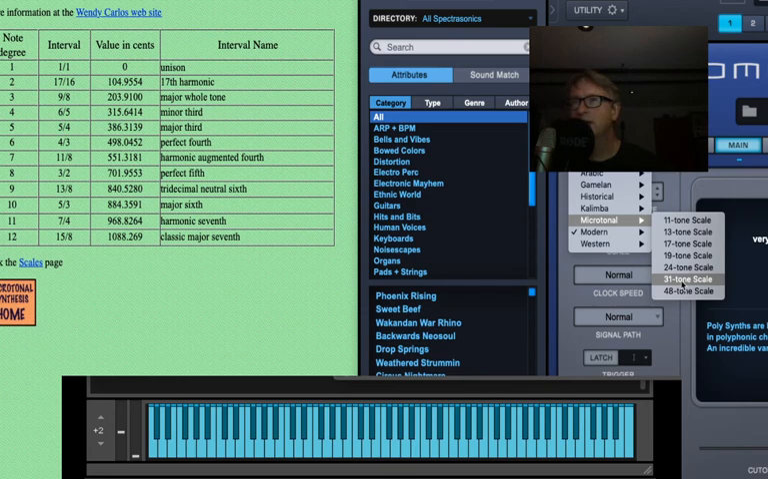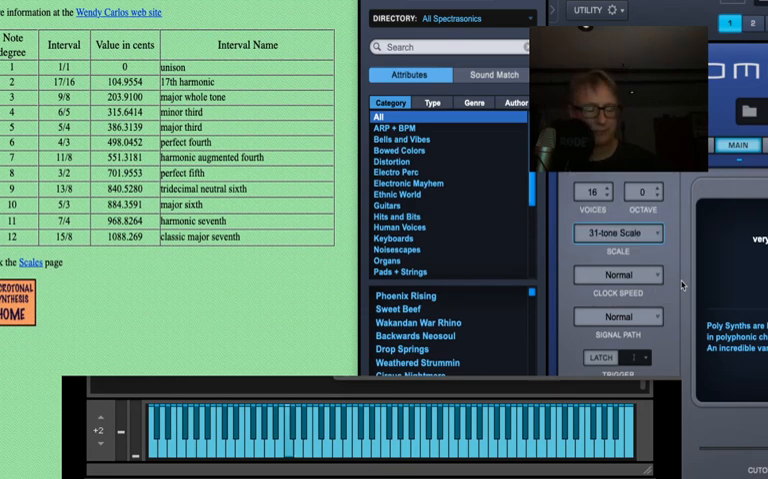31 tone gives you a pretty good, there it is, there's our third. It gives you a pretty good major chord, but it's not perfect, but it's a pretty good representation, and because it's an equal temperament, it means you can do that chord and modulate all over the place.